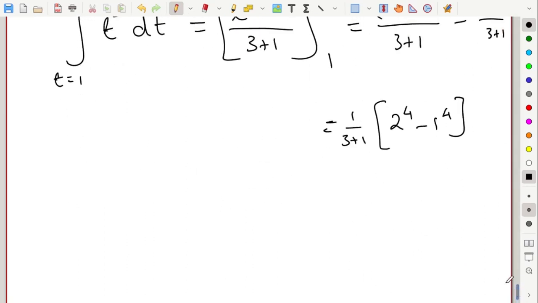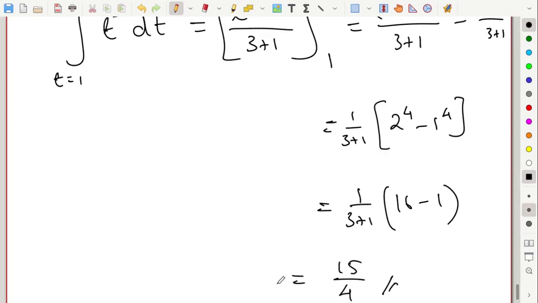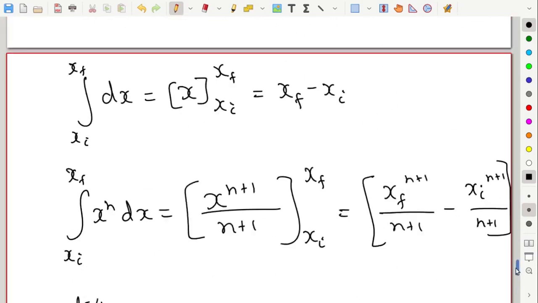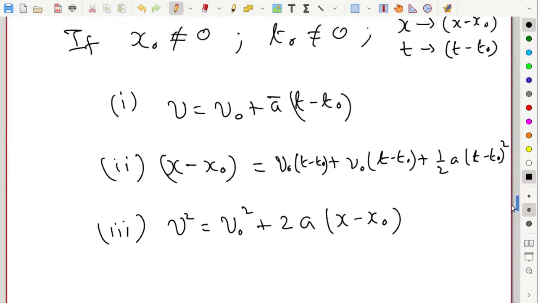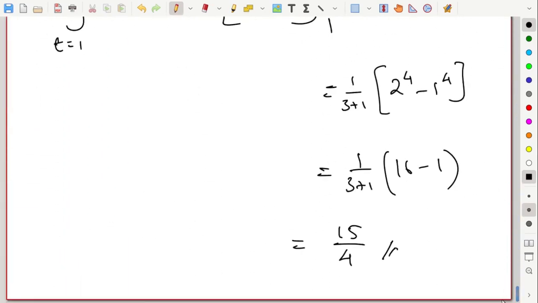Correct? So 2 power 4 is 16, minus 1 power 4 which is 1. Okay, and 3 plus 1, this we can also write as 4. So 15 by 4. This is the answer. Okay, so this is how you have to evaluate an integral. Look at this once and keep it in mind. We are going to use this integration method to derive the equations of motion.